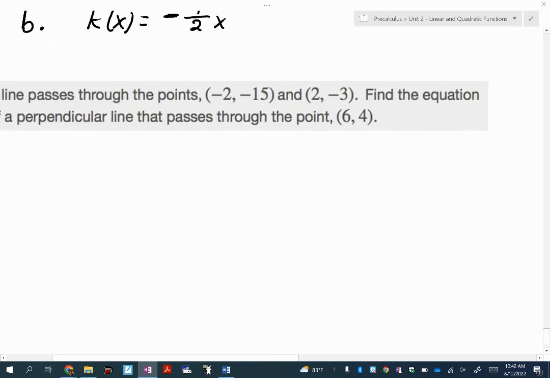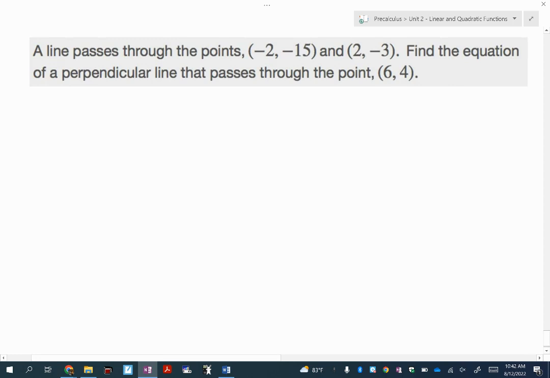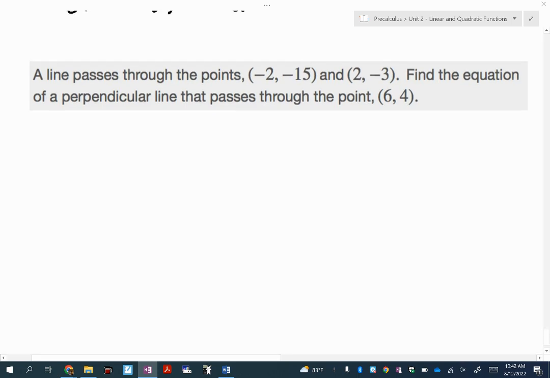All right, this last one. This is probably the most common type of question you would have seen in discussing parallel and perpendicular lines in algebra. So we have a line passing through 2 points. Find the equation of a perpendicular line that passes through a different point, (6, 4). So let's first find the slope. So I always think of step 1 as find the slope of the original line.